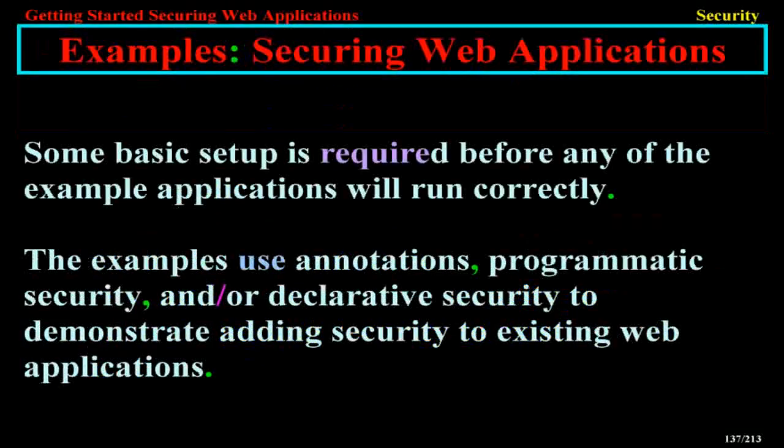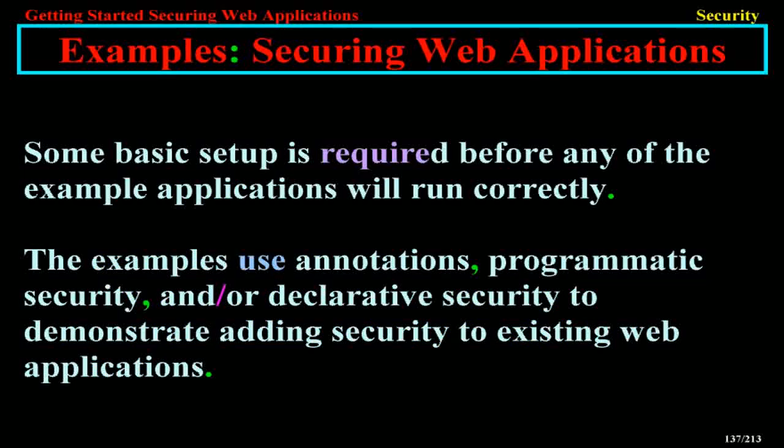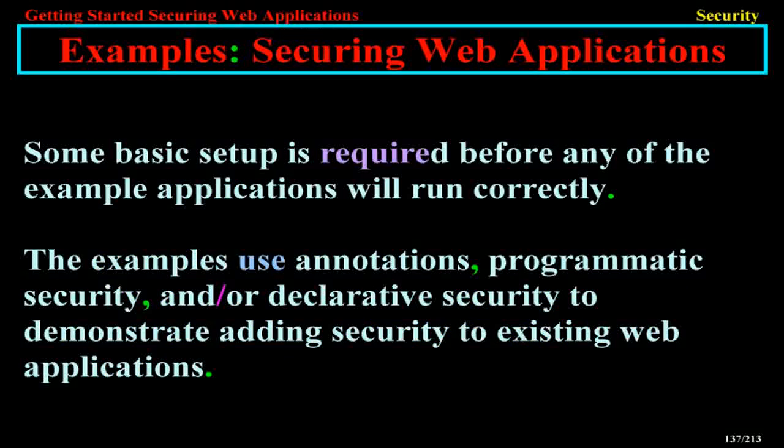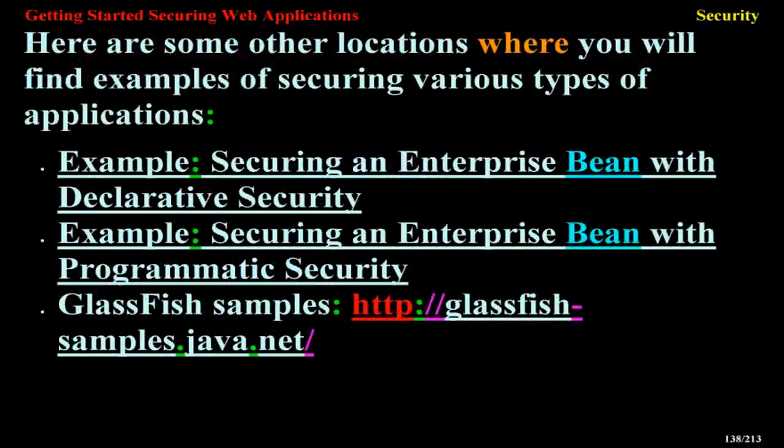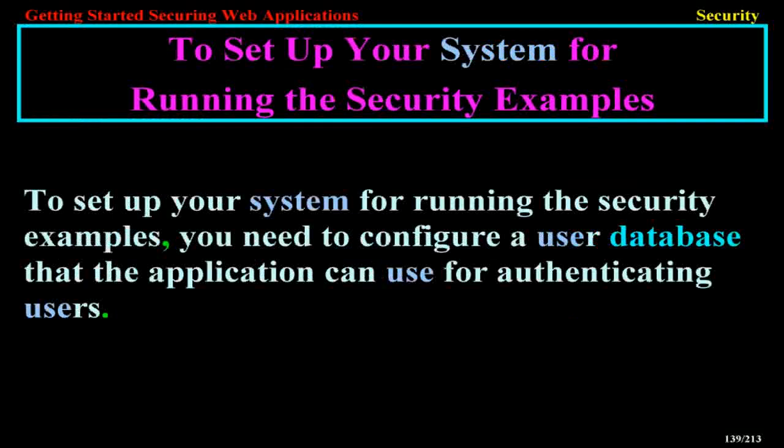Examples: securing web applications. Some basic setup is required before any of the example applications will run correctly. The examples use annotations, programmatic security, or declarative security to demonstrate adding security to existing web applications. Here are some other locations where you will find examples of securing various types of applications. Example: securing an enterprise bean with declarative security. Example: securing an enterprise bean with programmatic security. GlassFish samples, http://glassfish-samples.java.net.